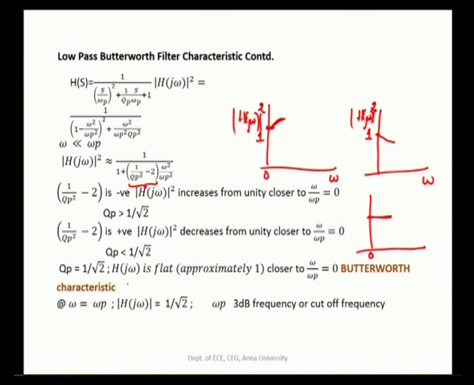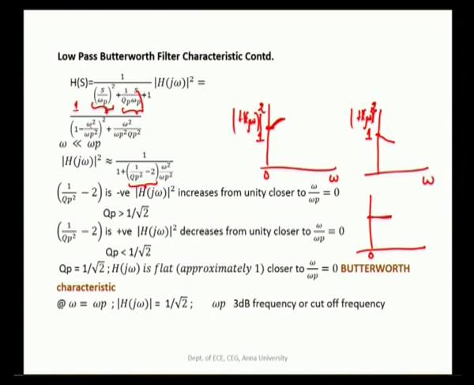So, this is a case of Butterworth characteristic, and for this case when this is made to be 0, what we get is QP will be equal to 1 by root 2. So, in the transfer function if we use QP equals 1 by root 2, the characteristic becomes Butterworth characteristic. Now if you substitute omega equals omega p in the general transfer function with QP equals 1 by root 2, the case is Butterworth characteristic.